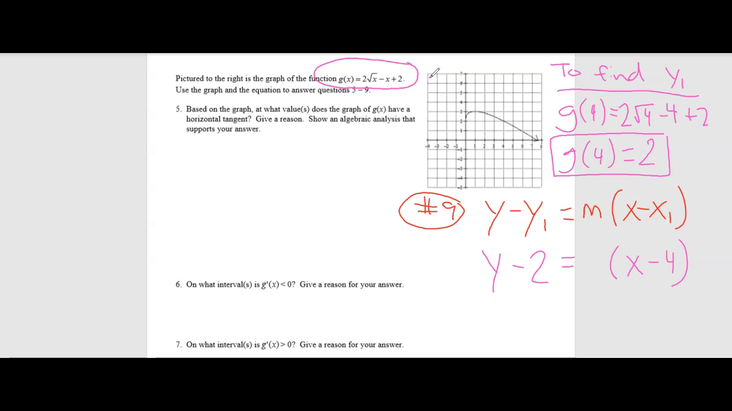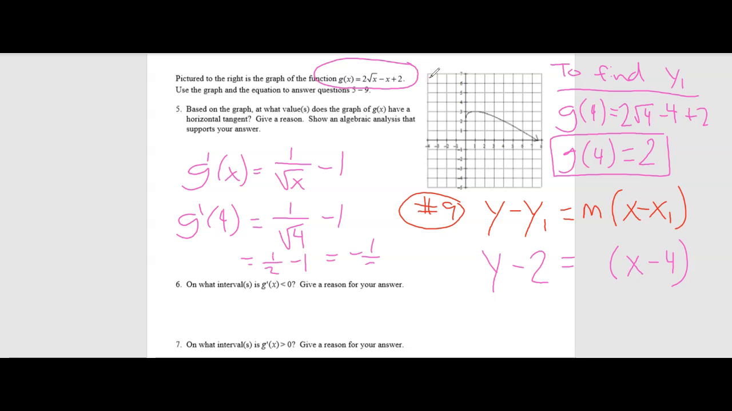Now we need the m, the slope of the tangent line, which again is the value of the derivative. So we have our derivative, right? We know that our derivative is g prime of x is equal to 1 divided by the square root of x minus 1. We need to find the slope of the tangent line at x equals 4. So we just need to find g prime of 4. So this gives us 1/2 minus 1, which is equal to -1/2. So there you have it. That is the slope of the tangent line.